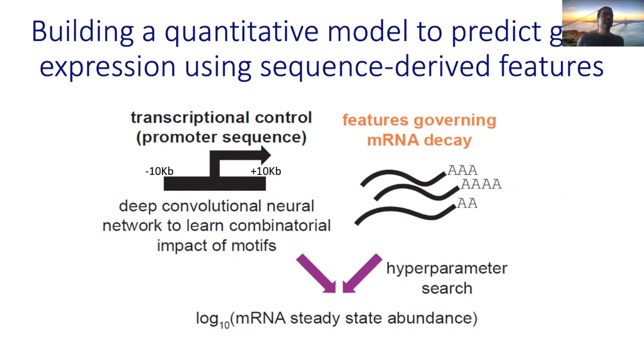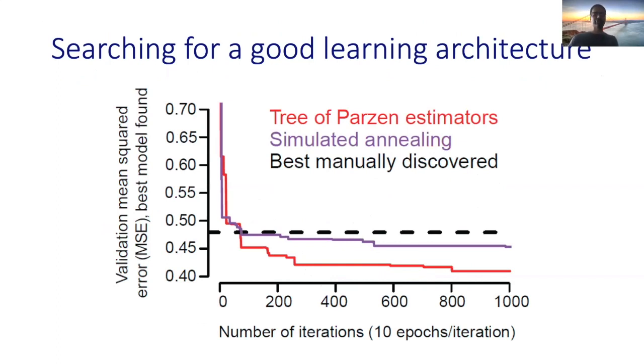The approach that I took was to take as input two types of features: the promoter sequence, where I took an extended region, plus or minus 10 kb, and let the network learn what the optimal region is, as well as an alternative set of features governing mRNA decay. I performed a hyperparameter search to look across many different types of architectures to discover a solution that could learn this principle the best. I used two algorithms. One is called the tree of Parzen estimators, and the second is called simulated annealing.